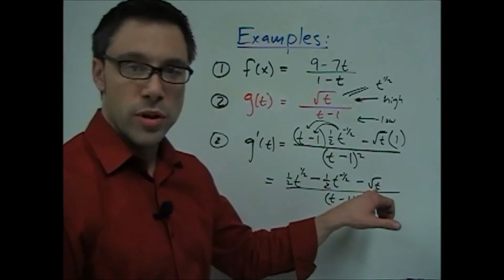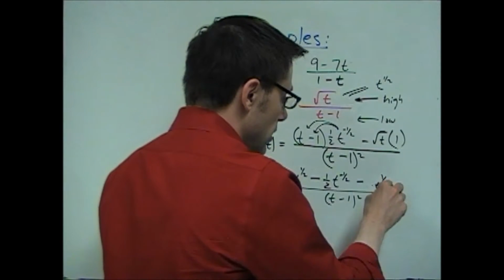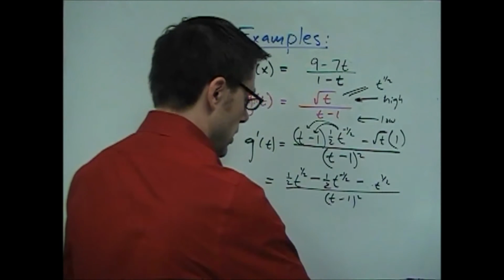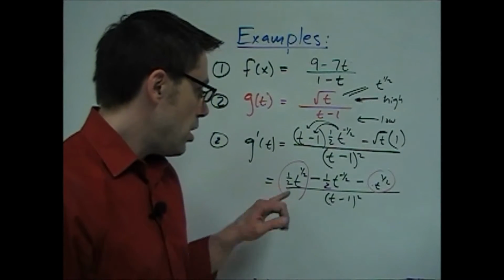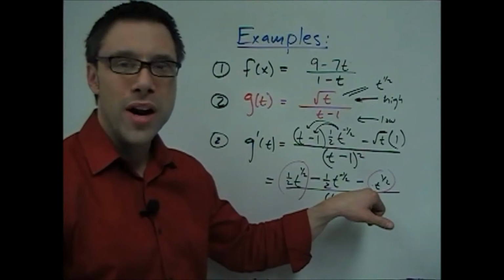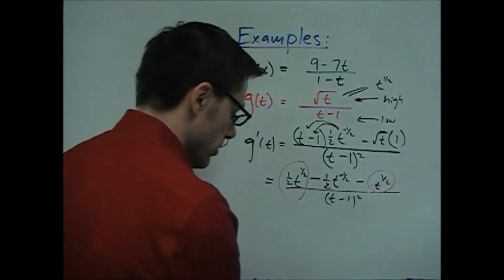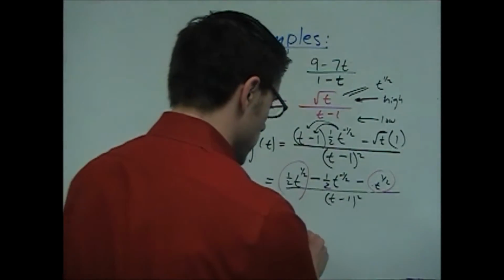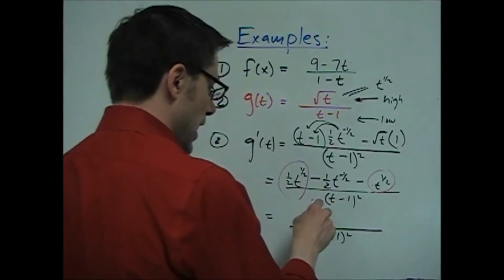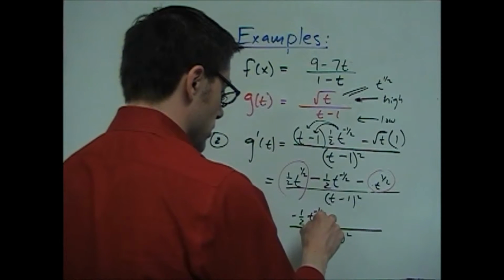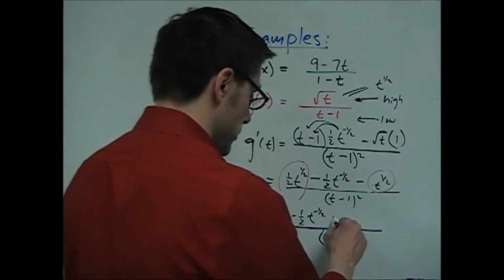Well, look, root t is really t to the 1/2. So that means I can combine this one and this one because they have the same base. 1/2 of something minus 1 of something is a minus 1/2 of that same something, right? So let me write that down. I simplified a little bit. The bottom is still t minus 1 quantity squared. Again, I'm going to have a minus 1/2 t to the minus 1/2. But when I combine these, I have a minus 1/2 of t to the positive 1/2.